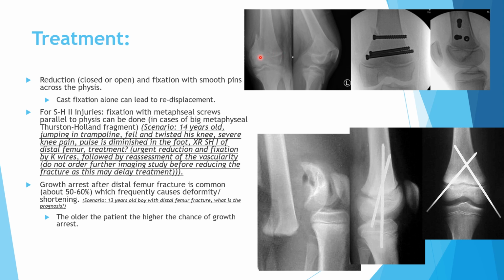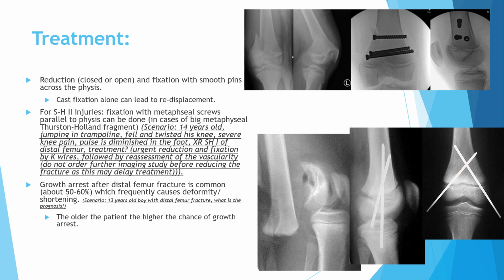This example is a Salter-Harris type 2 with relatively big metaphyseal fragments. So these can be fixed using screws parallel to the physis without having to cross the physis. As you can see here, this is Salter-Harris type 2. Fixation here was done with 6.5 cannulated screws parallel to the physis without having to cross the physis. In Salter-Harris type 1, as you can see in this example, the treatment is usually crossed smooth wires.